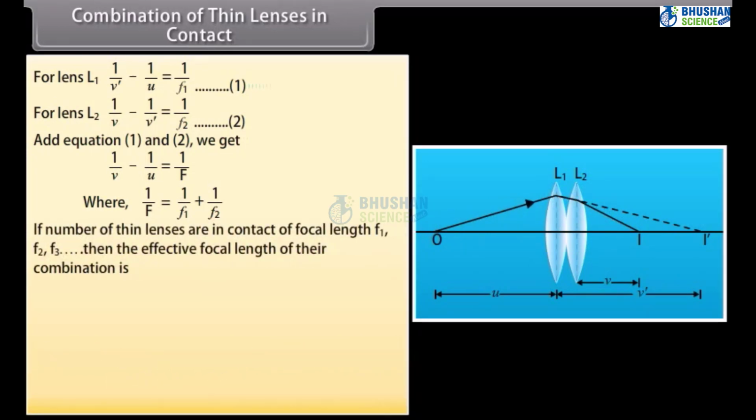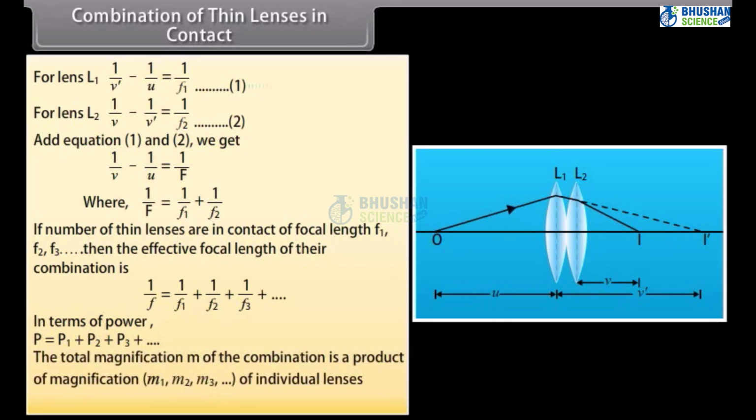If a number of thin lenses of focal lengths f1, f2, f3 are in contact, then the effective focal length of their combination is 1 by f is equal to 1 by f1 plus 1 by f2 plus 1 by f3 and so on. In terms of power, P is equal to P1 plus P2 plus P3 and so on. The total magnification m of the combination is the product of magnifications m1, m2, m3 and so on of the individual lenses. m is equal to m1 times m2 times m3.